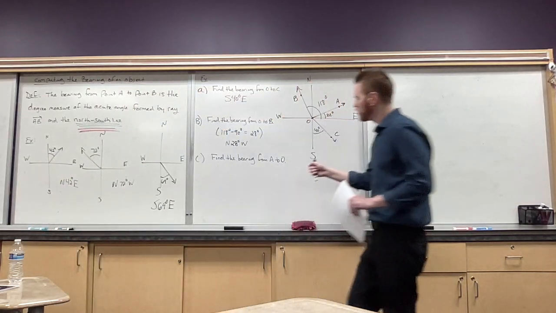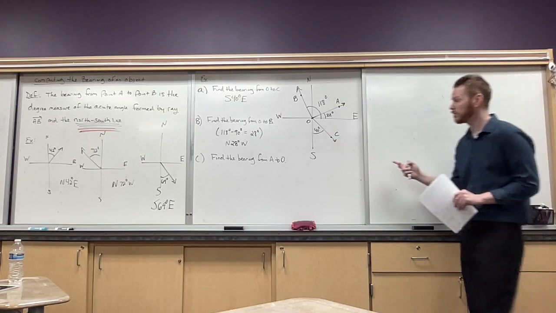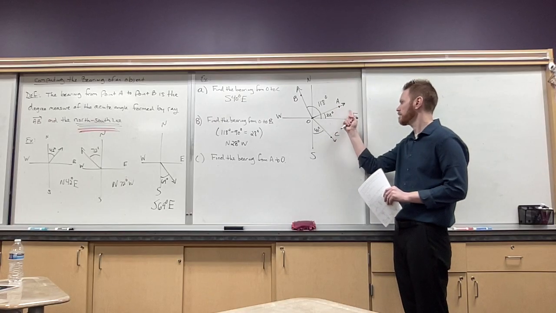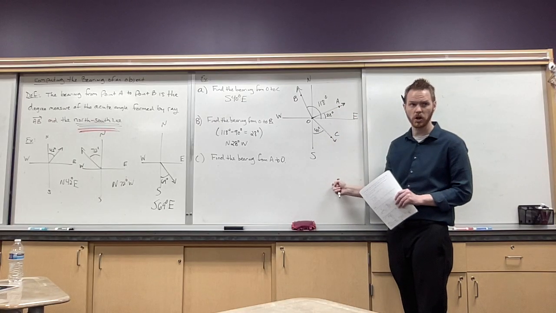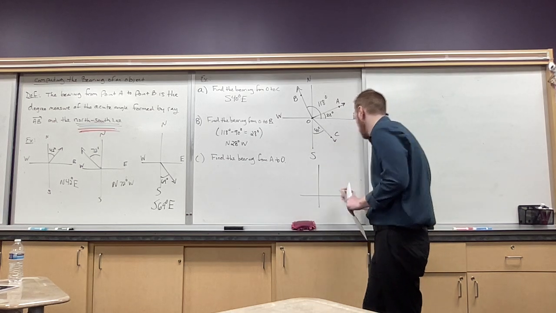Now the last one, notice I switched it, right? O is no longer the starting point. It's now A, okay? And here's what I'm gonna do. I'm gonna redraw, because I don't have much space here. I'm gonna redraw this picture down here and show you how do you go backwards, okay? So let me just do a quick sketch.